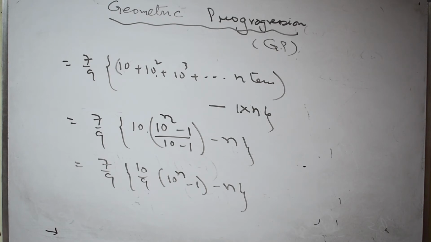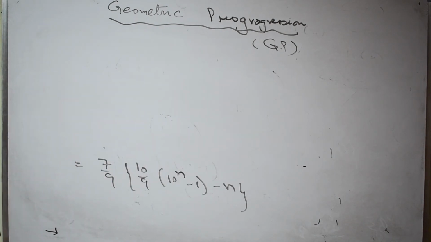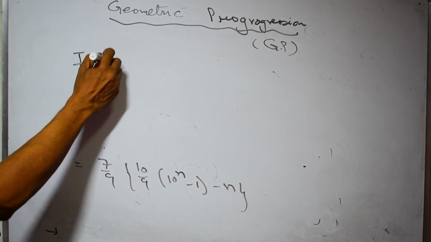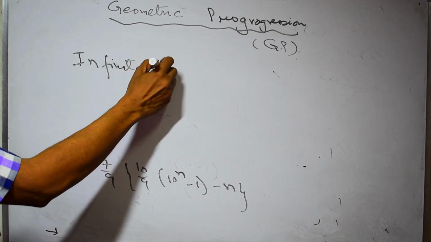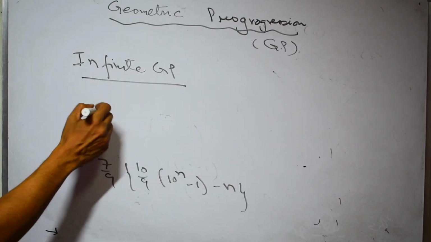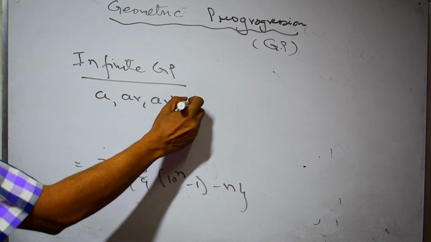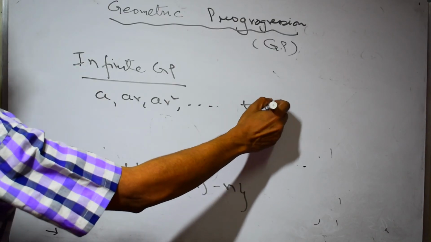Now one last idea of GP I can discuss here. The last idea is infinite GP. This is a very, very important type. Infinite GP is a GP, but it goes on to infinity, meaning the last term is not a finite number. So we can have this idea: A, AR, AR square, up to an infinite number of terms.